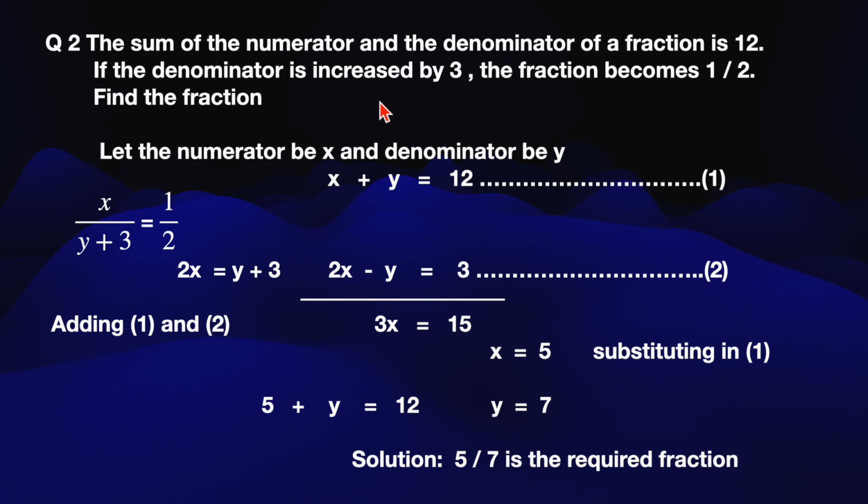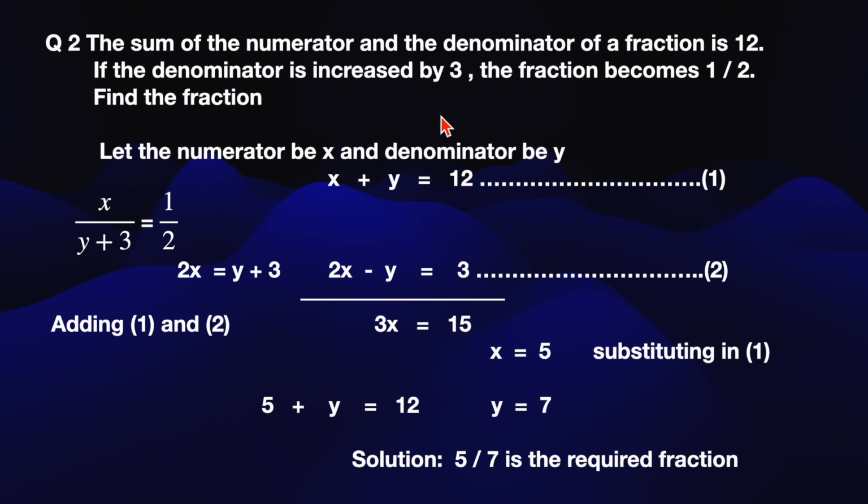If the denominator is increased by 3, the fraction becomes 1 upon 2. Find the fraction. Okay, so we have to find the fraction. So let x be the numerator and y be the denominator. We can only write these variables x and y by looking at this last sentence, what they are asking. Find the fraction. So for the fraction we need a numerator and denominator. So I have taken x as the numerator and y as the denominator.